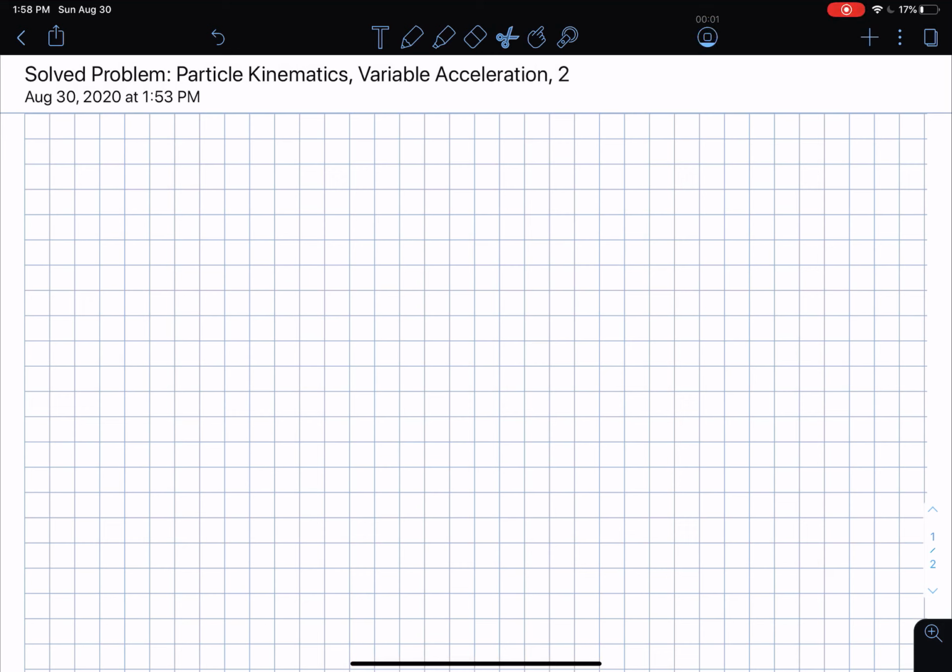Hello everyone. We'll be solving a very short problem on particle kinematics, and in this problem we will be looking at a particle that has a variable acceleration. It's similar to one of the other problems that we have solved. There is nothing special in this problem. It's just a matter of the integration being performed carefully. All right. So here is the problem.